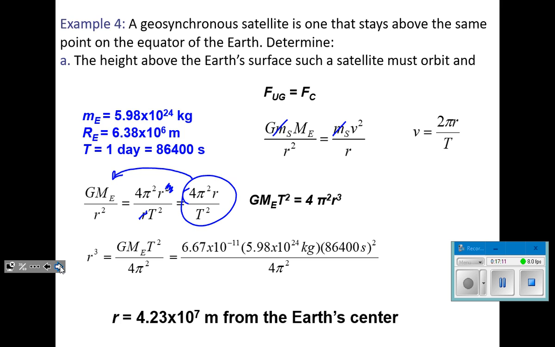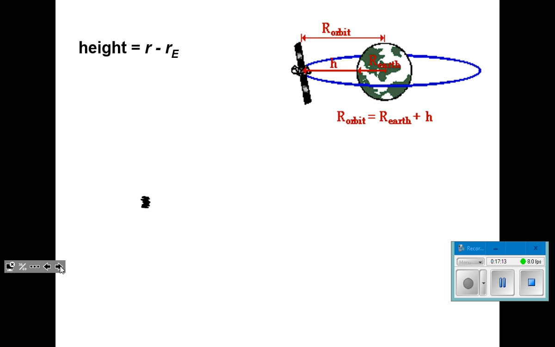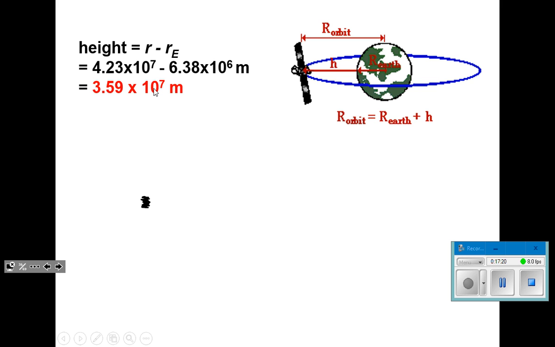All right, and then we'll need to actually subtract the Earth's radius out of it. So this would be how far it needs to be from, or the height above the Earth's surface that it would be, 3.59 times 10 to the 7th meters. Again, you might need to pause this multiple times as we're going along so you can keep up. And if you need me to repeat it, just rewind and keep going.